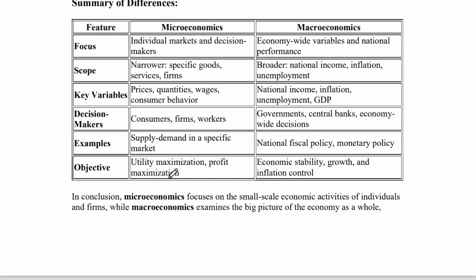The objective of microeconomics is utility maximization and profit maximization. Whereas for macroeconomics, it is economic stability, growth, and inflation control. In conclusion, microeconomics focuses on small-scale economic activities of individuals and firms, while macroeconomics examines the big picture of the economy as a whole.